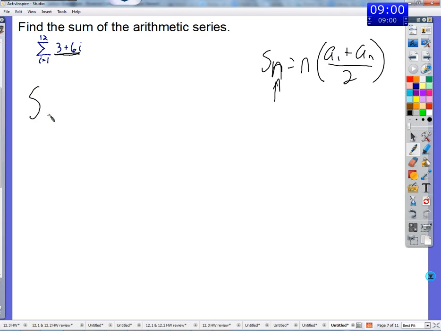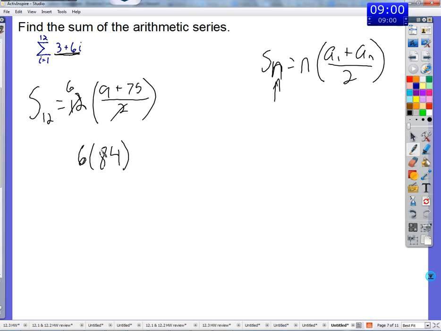So do we know what n is? It's 12, we're adding up the first 12 terms. S of 12 equals 12 over 2 times the first term. What's the first term? 9? You plug in 1, 6 times 1 is 6, plus 3 is 9. Plus, plug in 12, 6 times 12 is 72, plus 3 is 75. So 2 cancels with 12, we get 6, and 6 times 84 is 504.